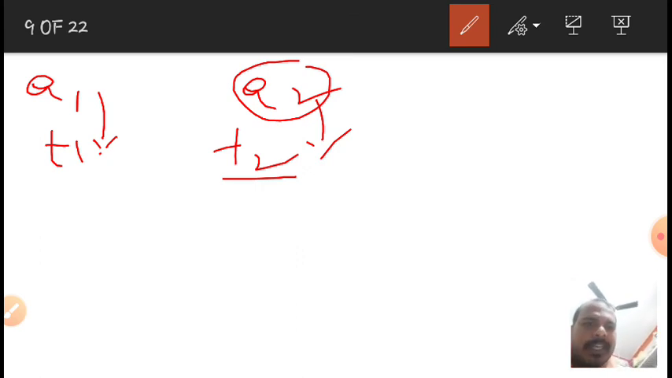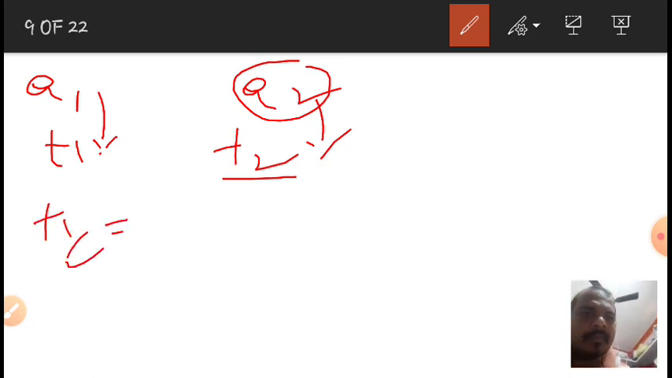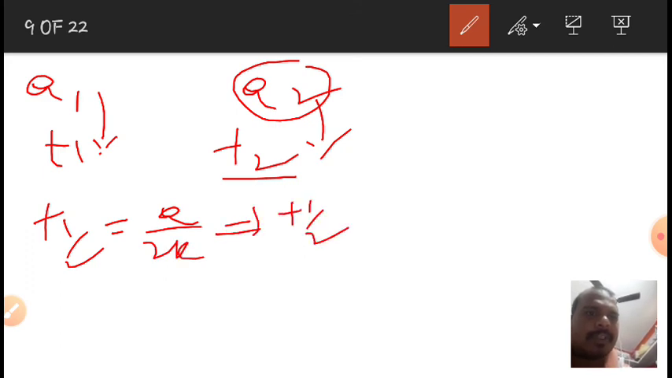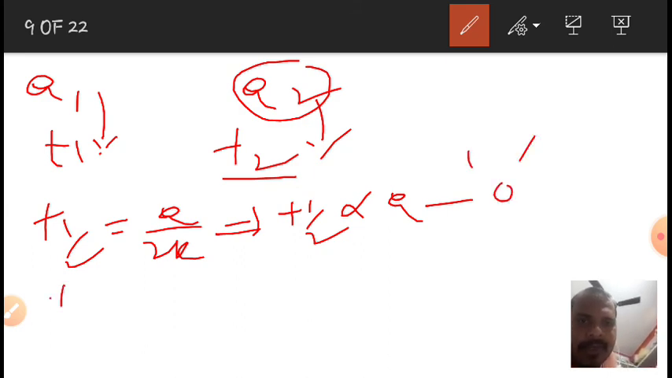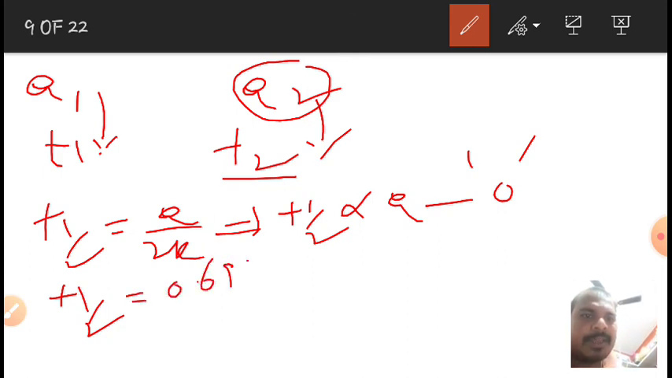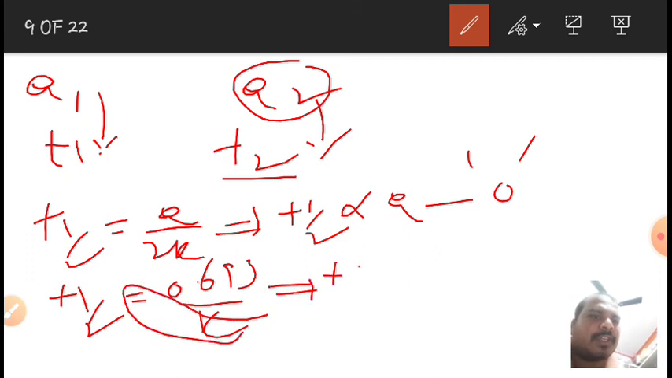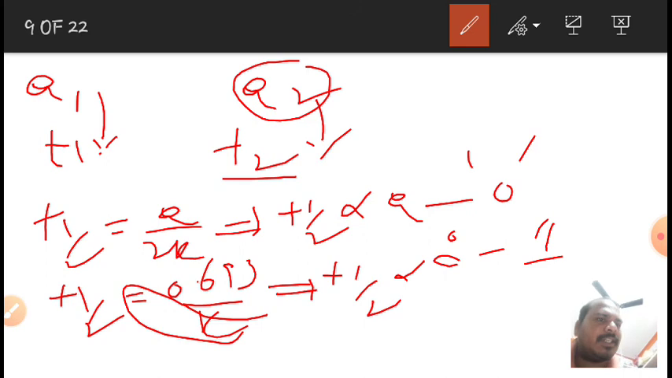So for zero order reactions, there is a relationship that t half is equal to a by 2k. That means t half is directly proportional to a for zero order reactions. For first order reactions, t half is equal to 0.693 by k. That means it is independent of initial concentration. So t half is independent of initial concentration, that means a to the power of 0. It is for first order reactions.